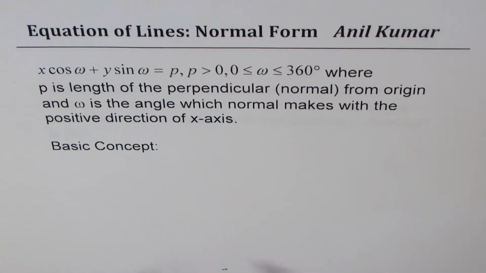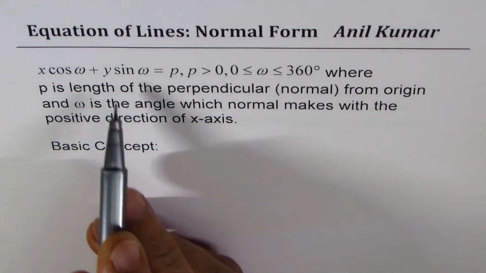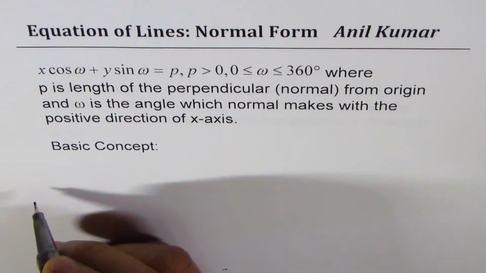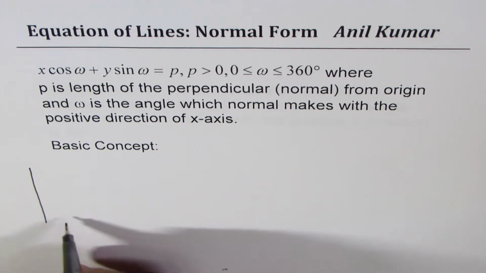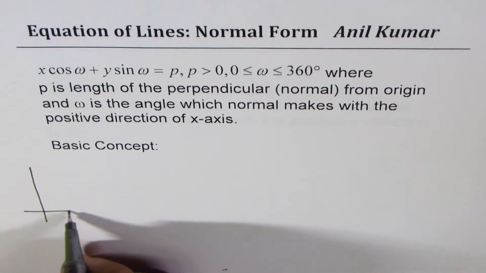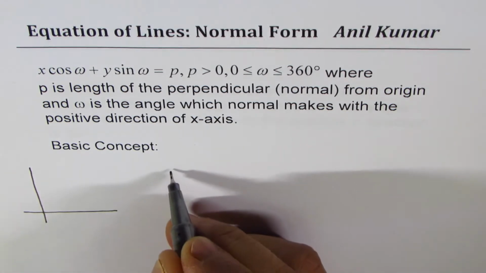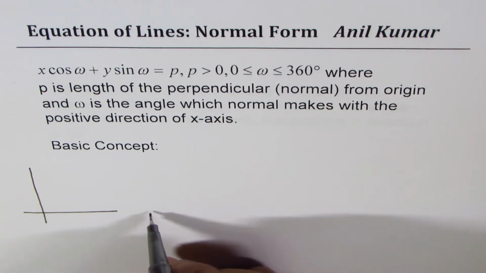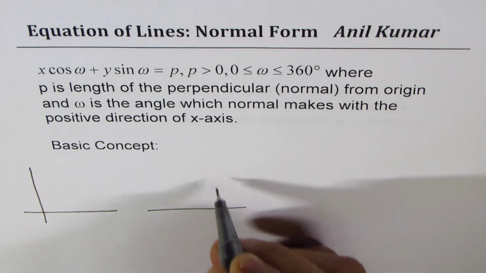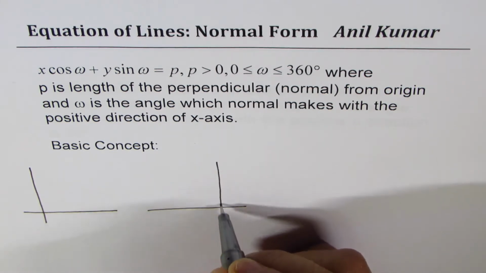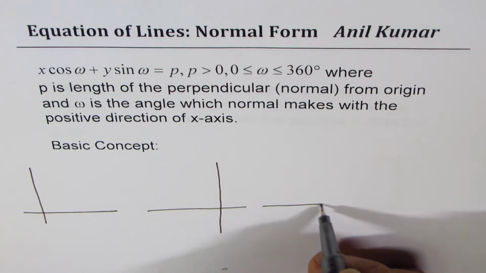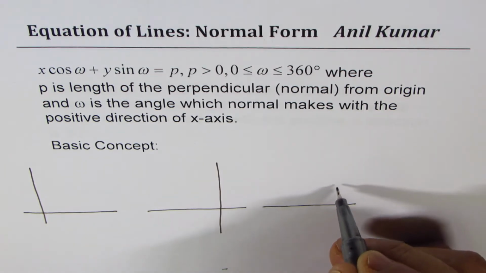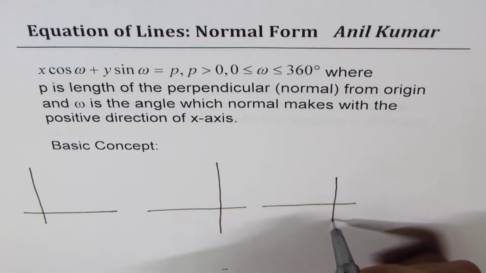So let me take a few examples first, and then we'll discuss what is written here. So let me draw a few lines. The lines could be in quadrant 1, 2, 3, or 4. So I'll make 4 different sketches depending on in which quadrant the line is. And then we'll see how to write the equation of a line when it is given to us, right? So that's the whole concept.